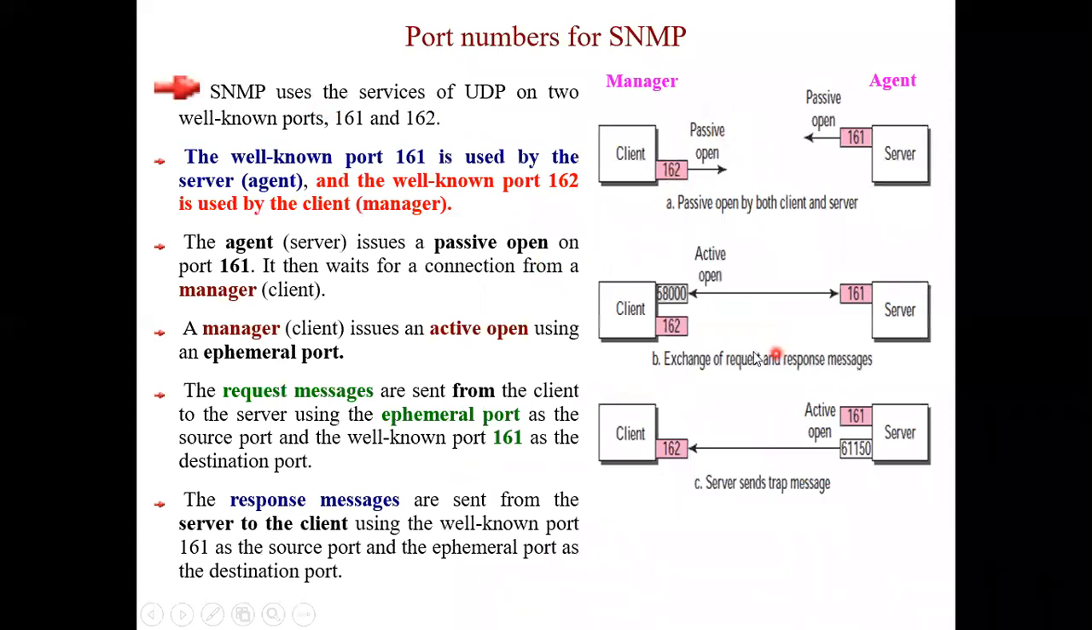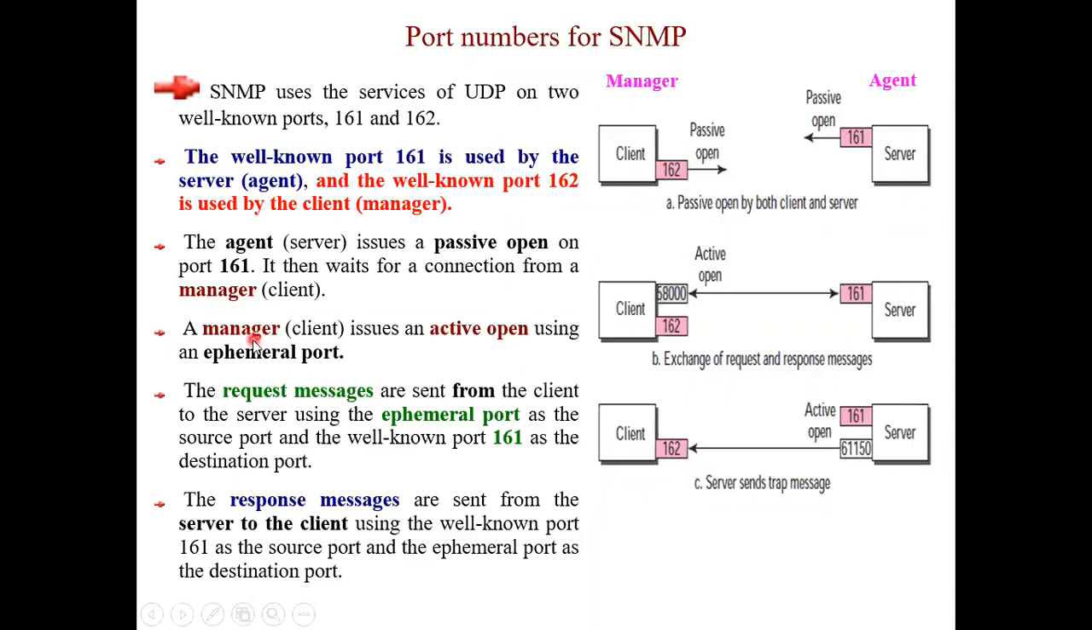So the same diagram over here. SNMP uses the services of UDP on two well-known ports, 161 and 162. The well-known port 161 is used by the server, or you can call it the agent, and the well-known port 162 is used by the client, or you can call it the manager. The agent or the server issues a passive open on port 161. It then waits for a connection from the manager, or you can call it the client.